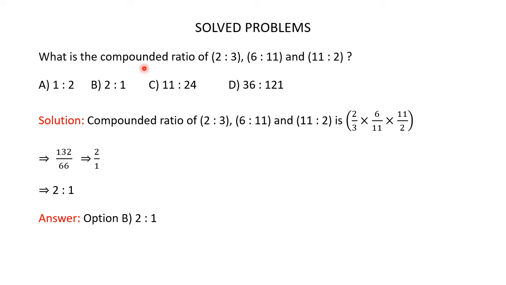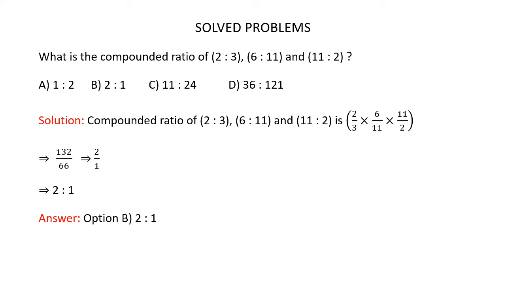What is the compounded ratio of 2 is to 3, 6 is to 11 and 11 is to 2? You are given 4 options and you have to find out which of these options is the correct one. Now the compounded ratio of 2 is to 3, 6 is to 11 and 11 is to 2 is 2 by 3 multiplied by 6 by 11 multiplied by 11 by 2.